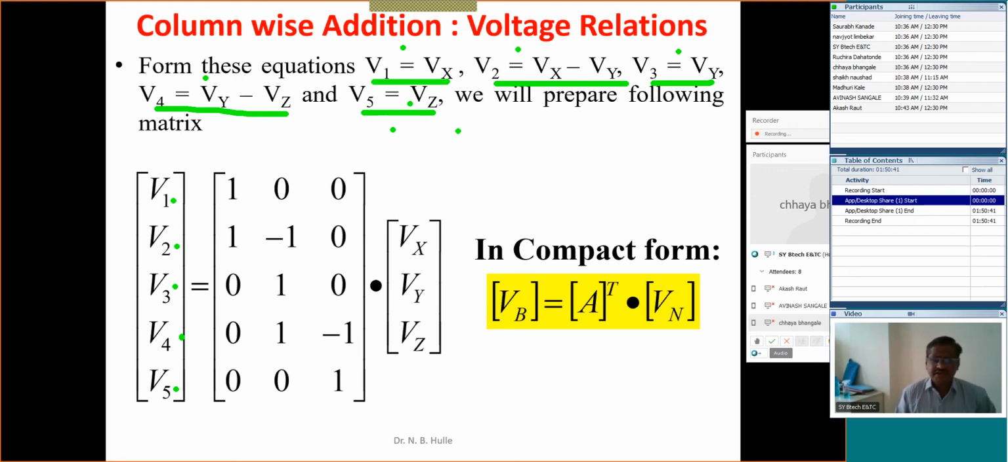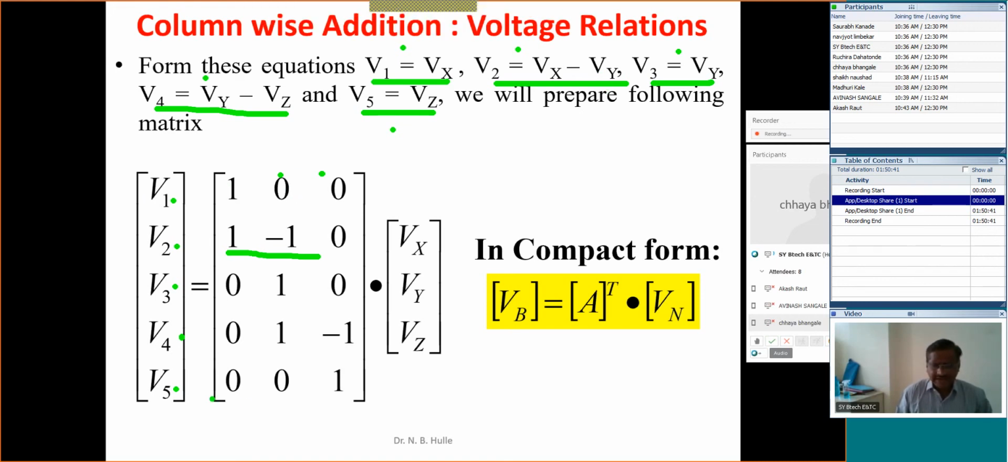How is the equation? V1 is 1 for Vx, 0 for Vy, 0 for Vz. In equation number 1, only Vx is present. Vy and Vz are absent, that's why it is 0 and 0, because we are multiplying with this term. This is 1 into Vx, 0 into Vy and 0 into Vz, which indirectly gives us this equation. How is V2? V2 is this particular row into this column, Vx minus Vy. From these equations we have prepared this matrix.